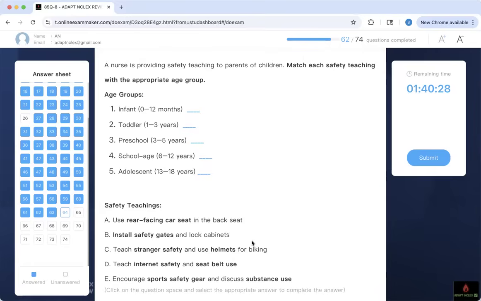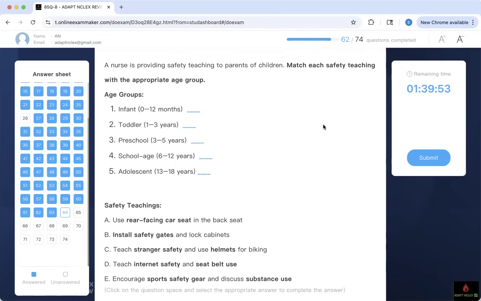And this is a strategy to help you with safety. NCLEX loves safety. So you can take a picture of it so that you can know the specific safety requirements for each age group. And this is providing safety teaching to the parent of a child. Match each safety teaching with the appropriate age group: infant, toddler, preschool, school age, adolescent. The choices are rear-facing car seat, install safety gates, stranger safety, internet safety, and sports safety. Match them.